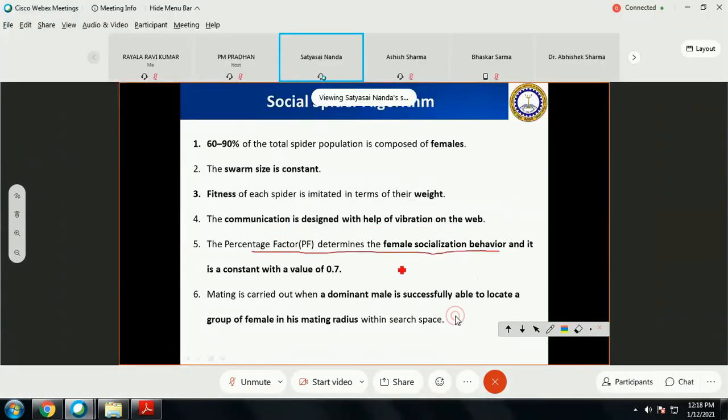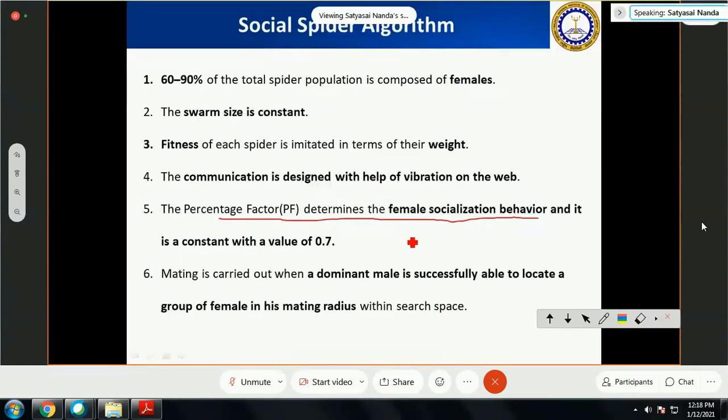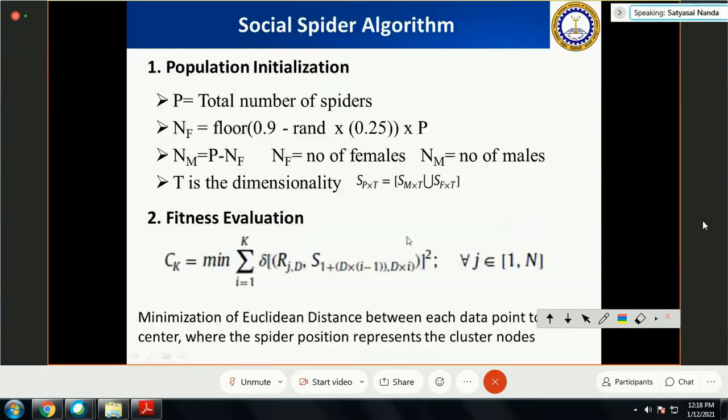Whenever a dominant male spider is there among the group of female spiders in his mating radius, this has been implemented also in this algorithm. So initially, as it is a swarm-based algorithm, we have to consider a number of spiders. So if we are considering 10 spiders, then out of that, the number of female spiders is around 70 to 80%. So first we will declare 70% of the population as female spiders and 30% as male spiders.